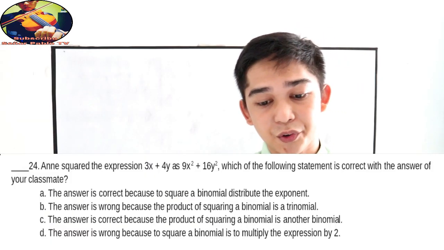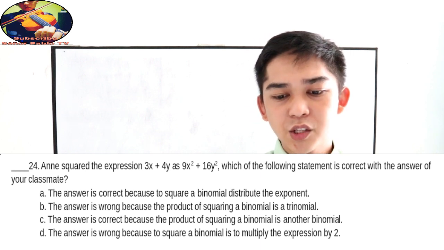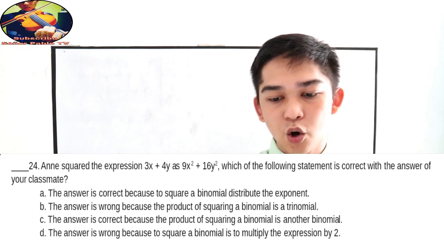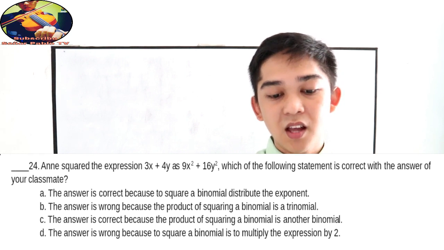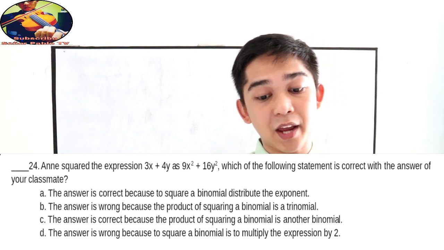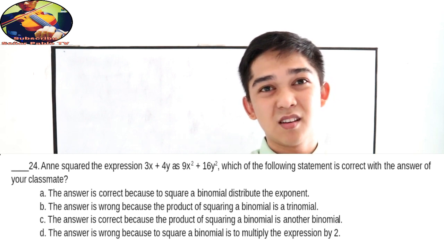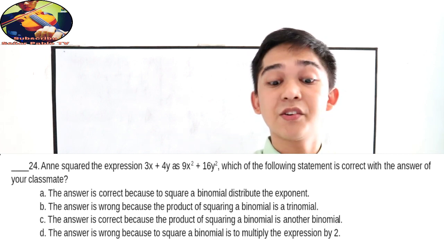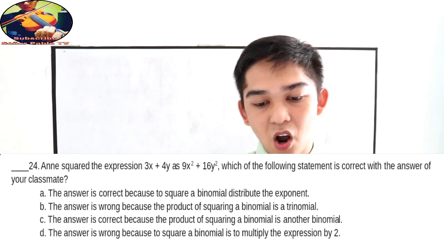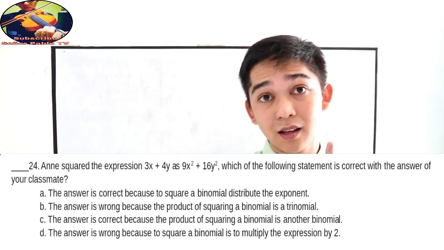Number 24. Annie squared the expression 3x plus 4y as 9x squared plus 16y squared. Which of the following statements is correct with the answer of your classmate? A. The answer is correct because the square of a binomial distributes the exponent. Actually, hindi siya correct. So, A is wrong. B. The answer is wrong because the product of squaring a binomial is a trinomial. B, tama siya.